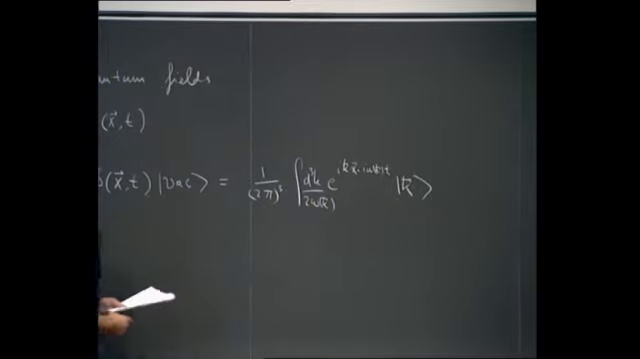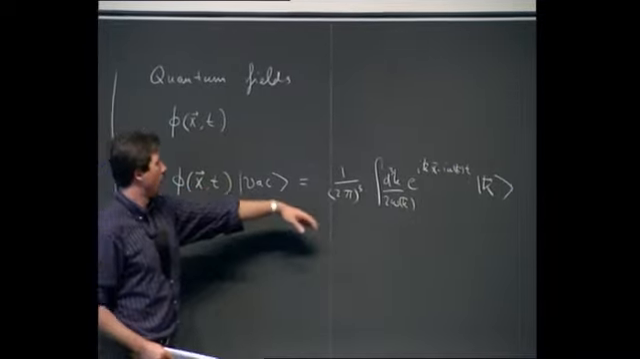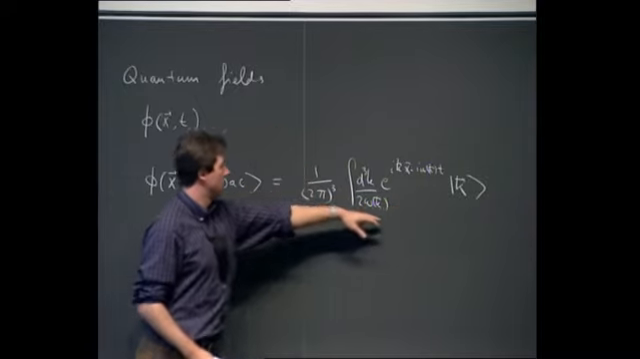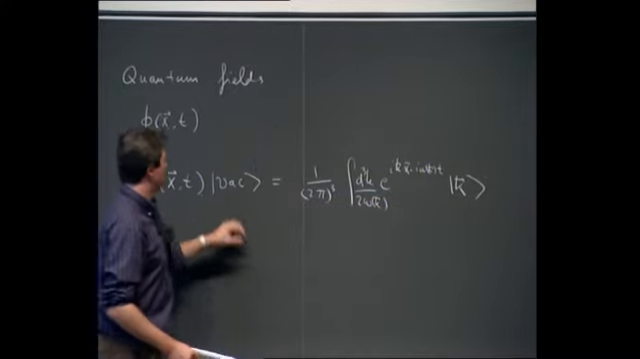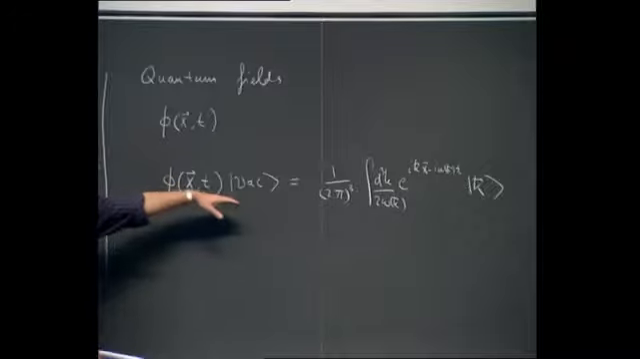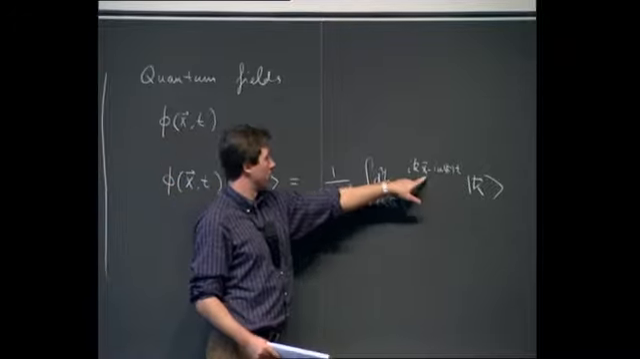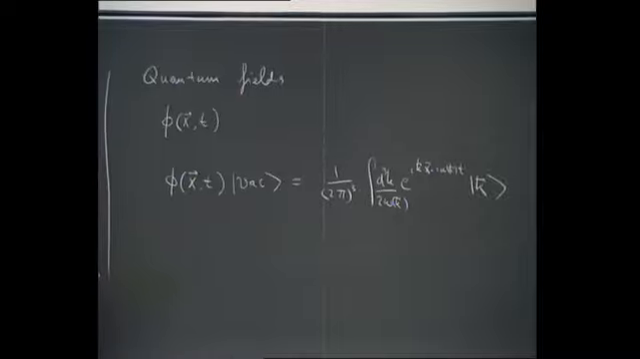So I've obtained, by acting with this field on the vacuum, a particular one particle state, which is a sum of momentum eigenstates. But here it's actually the position eigenstate of a one particle. So this is the state that describes a particle at position x and at time t. Yes?